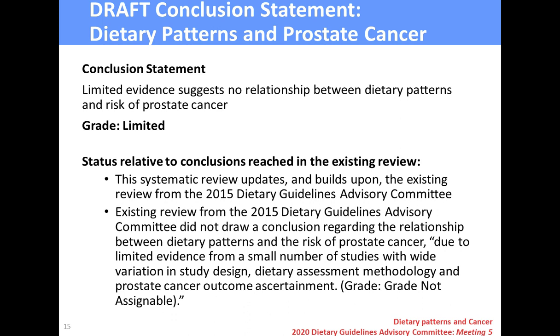So with this as being an update to the previous dietary guidelines and changes, the conclusion drawn by the 2015 Dietary Guidelines Committee did not draw a conclusion regarding the relationship between dietary patterns and the risk of prostate cancer due to limited evidence from a small number of studies with wide variation in study design, dietary assessment methodology, and prostate cancer outcome ascertainment. Therefore, the 2020 Dietary Guidelines Advisory Committee determined that, based on the 8 additional studies in this update, there is now limited evidence to suggest no relationship between dietary patterns and risk of prostate cancer.